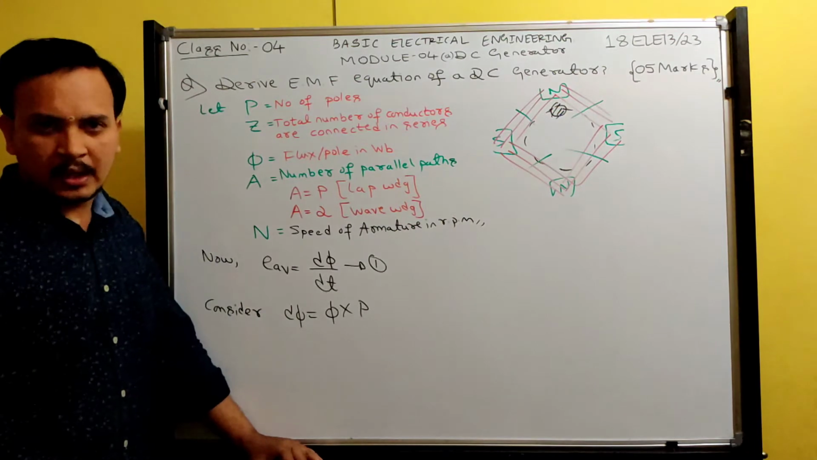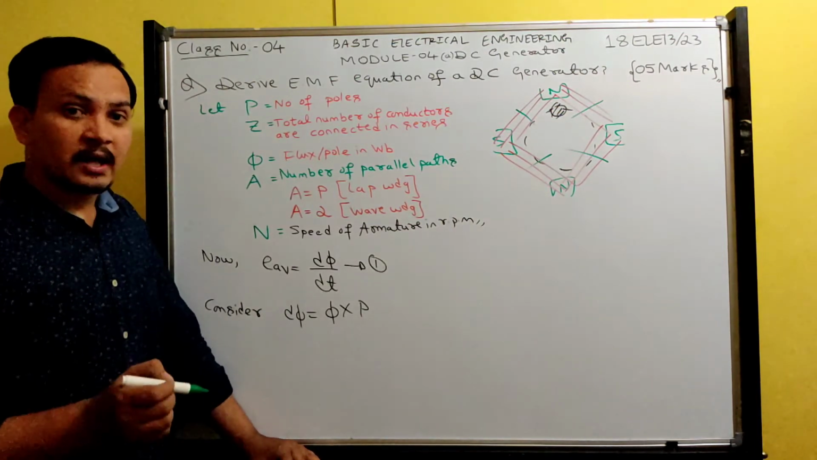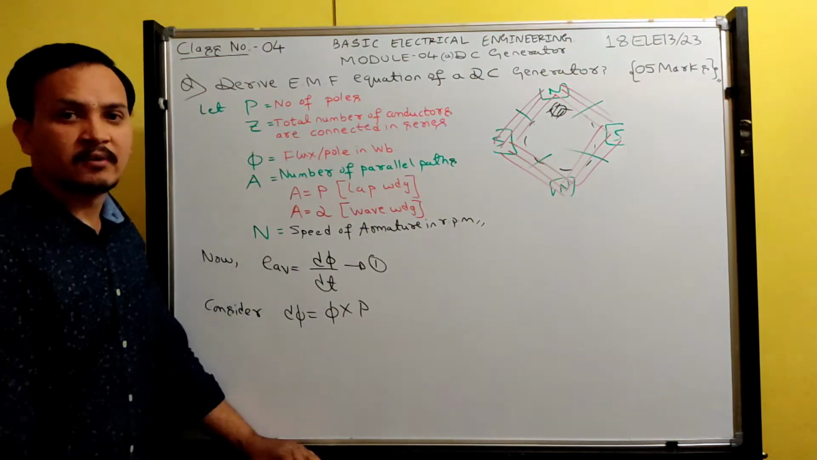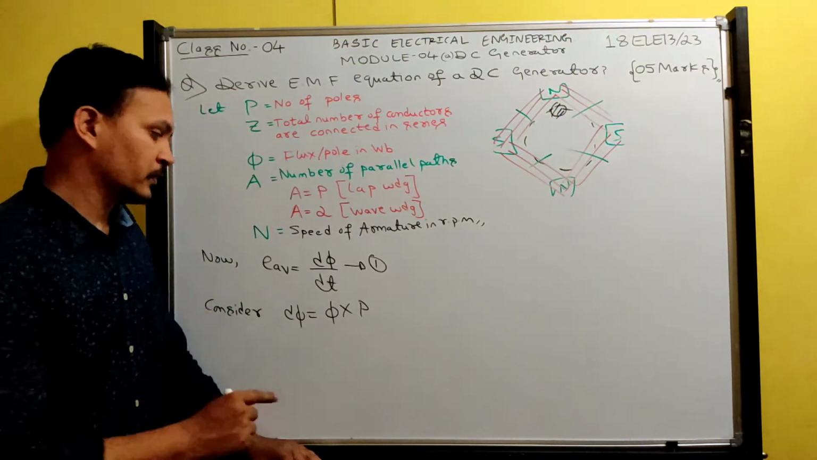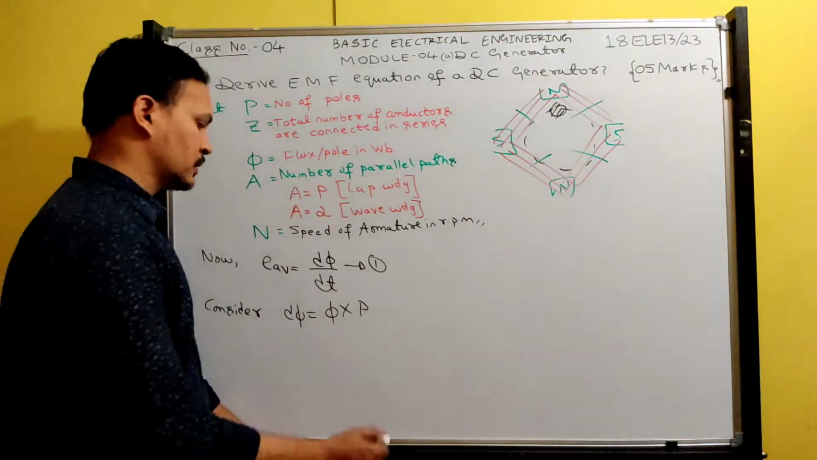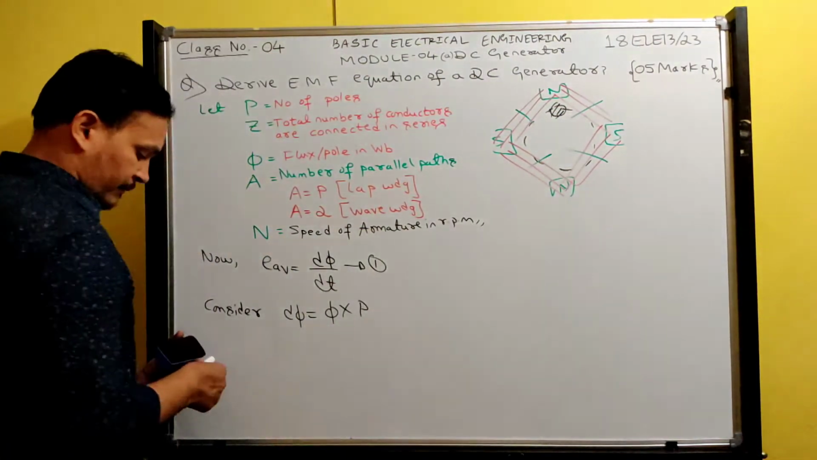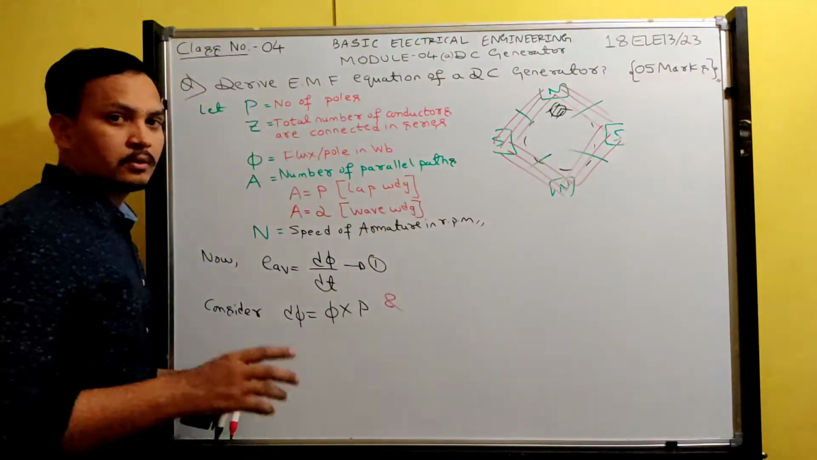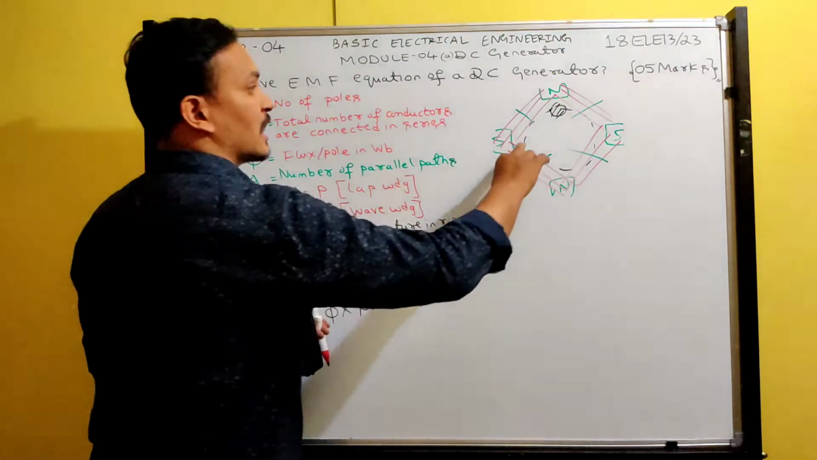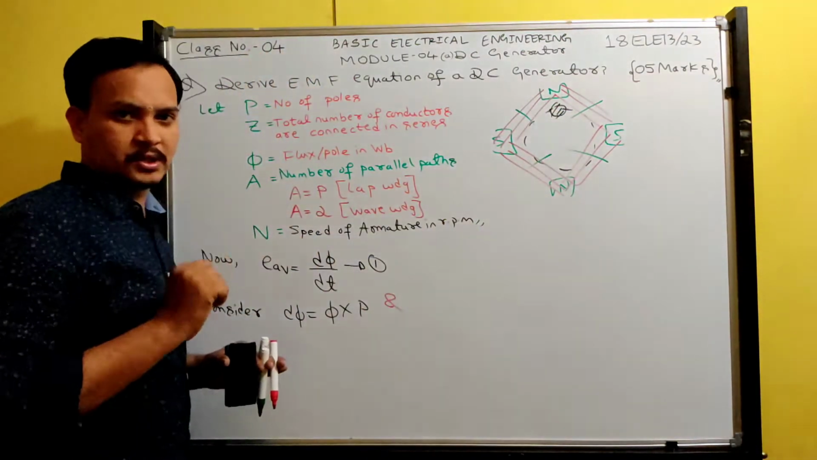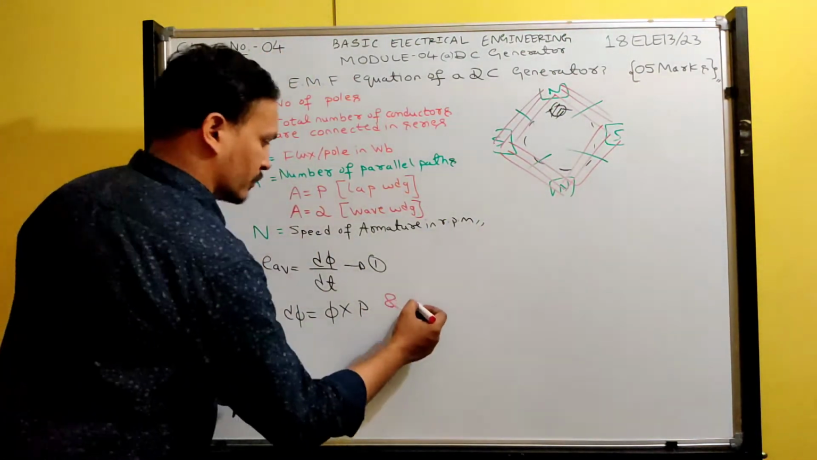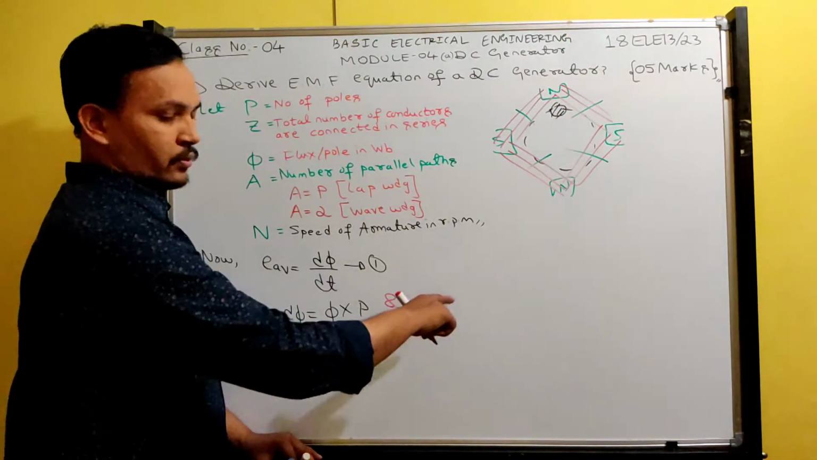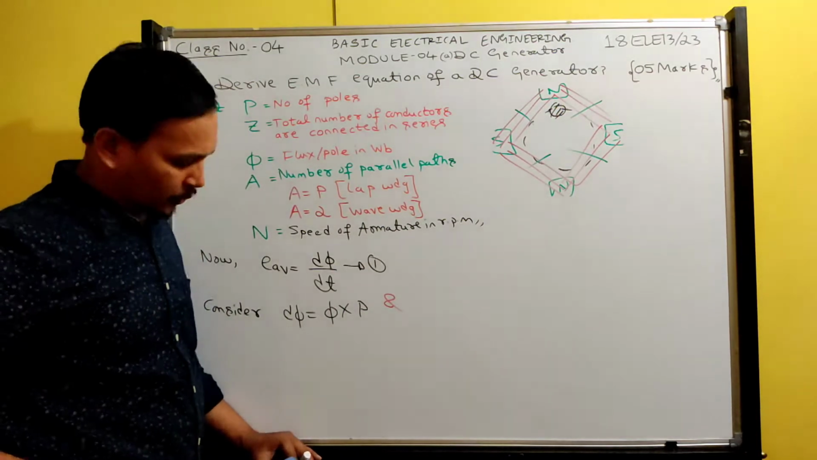Whenever the conductor rotates one revolution, the flux is cut by all the poles. That is nothing but the change in flux. The change in flux is due to the flux cut by all the poles. And along with this, as the conductor is rotating, you have to determine the time taken to complete one rotation.